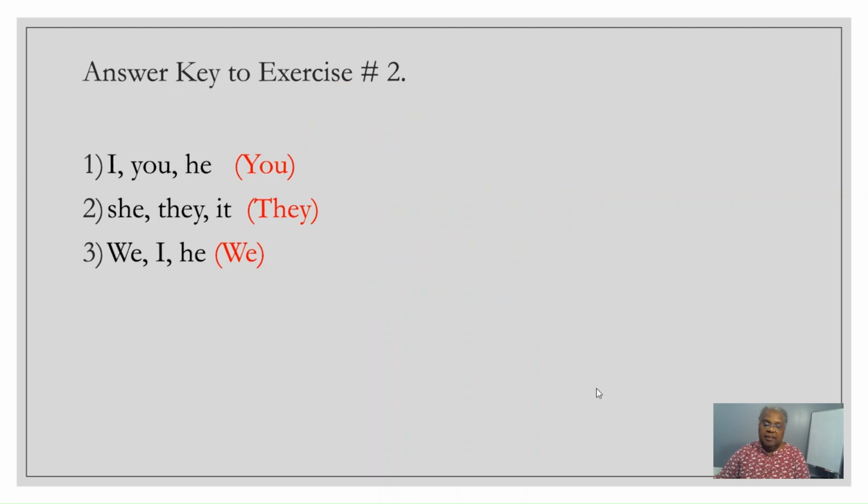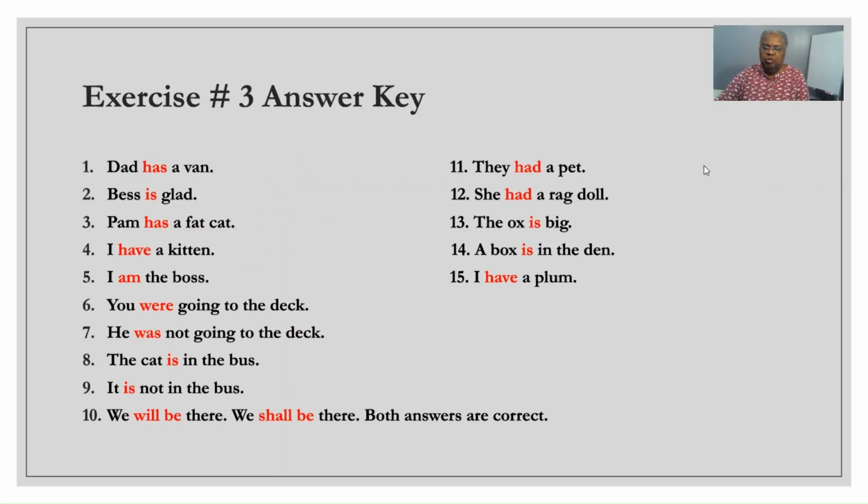Answer key to exercise 2. The correct answer to number 1 is you. The correct answer to number 2 is they. And the correct answer to number 3 is we. Let's read the sentences that include the correct answers to exercise 3 out loud together. Ready? Let us begin.